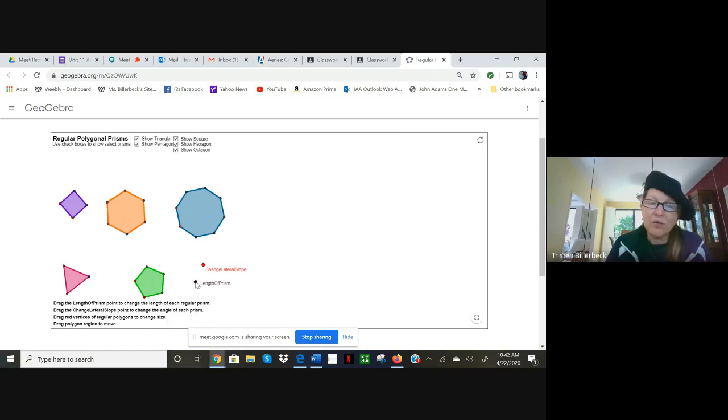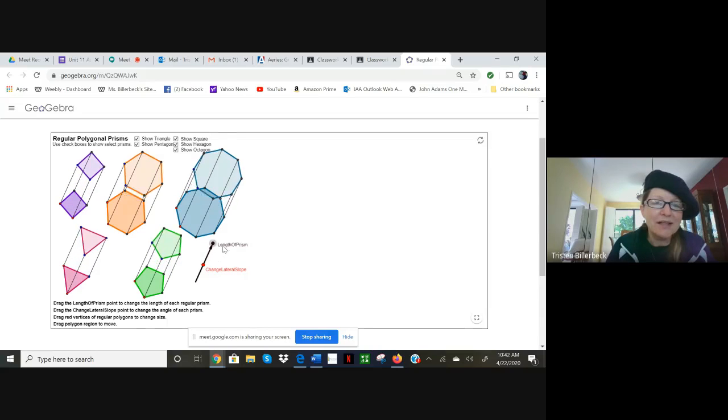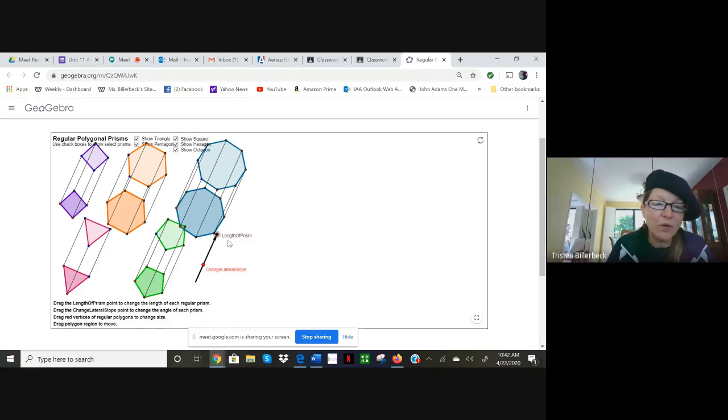Now these can all be prisms. All we have to do is add some height to it. And then we have 2 bases, and then we have quite a few rectangles with each one. So if it has 3 sides, it has 3 different rectangles on the outer surface. If there's 4 sides, there's 4 rectangles. 5 sides, 5 rectangles, 6 sides, 6 rectangles, and 8 sides, 8 rectangles.